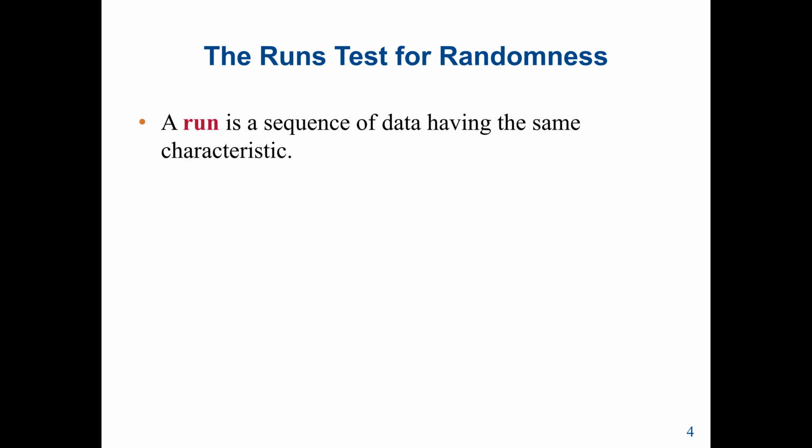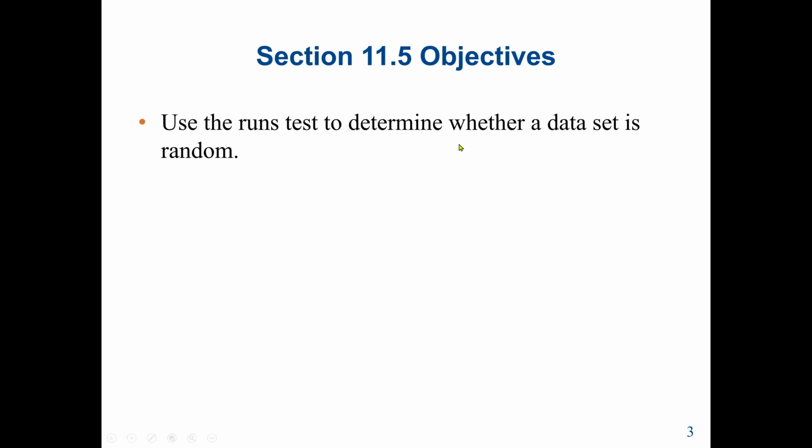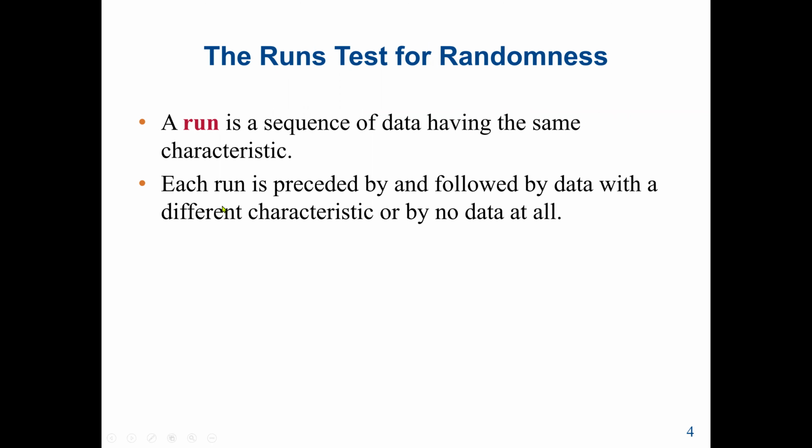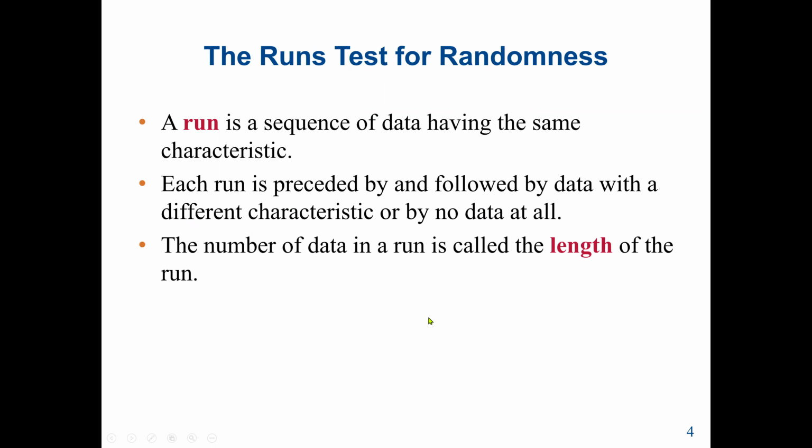And one characteristic of a coin tossing experiment is that in the long run, there will be approximately equal numbers of heads and tails. So again, a run is a sequence of data having the same characteristics. And as we said earlier, the whole concept of the runs test is to determine whether a data set is random. So that's again our main objective. Each run is preceded by and followed by data with a different characteristic, or by no data at all. Again, we're going to see an example soon.